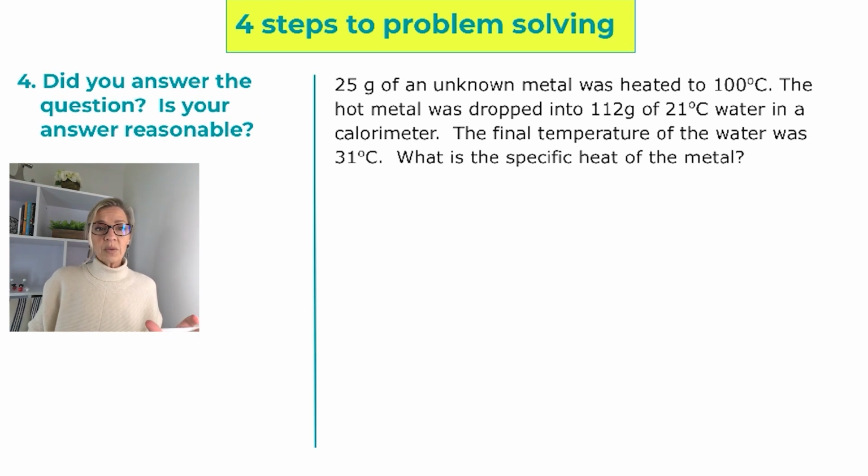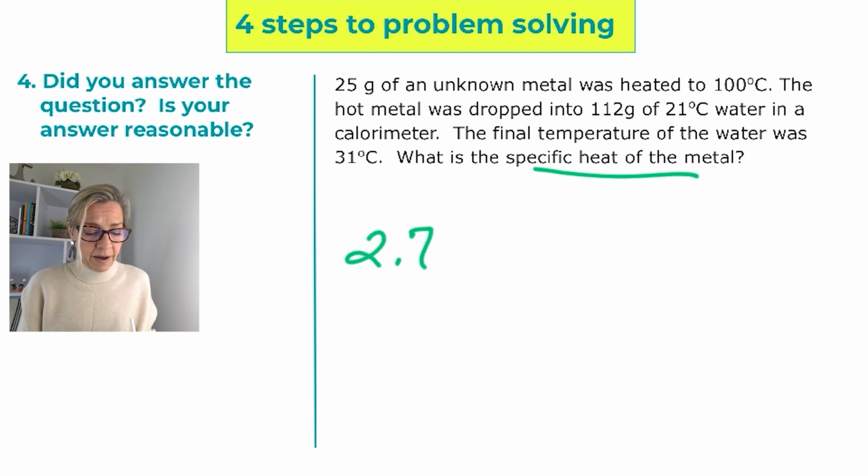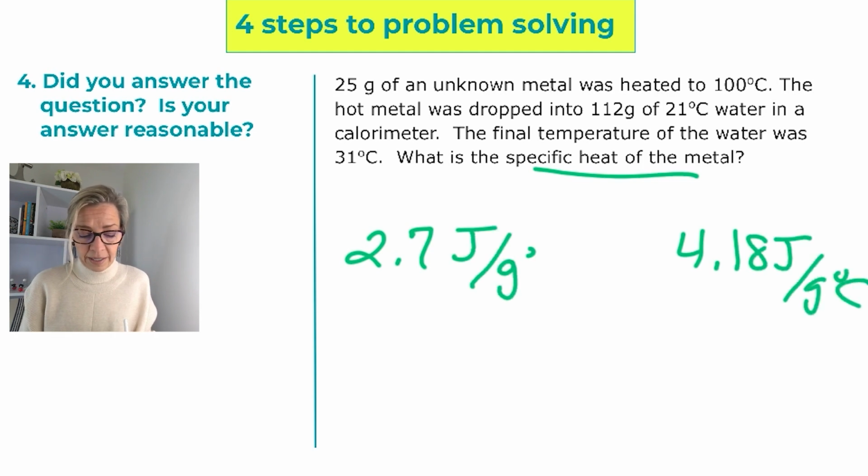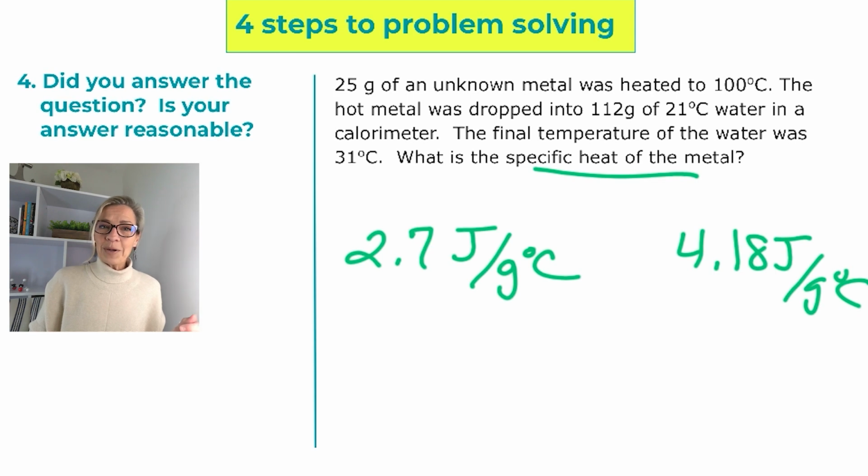Now, the next question would be, is your answer reasonable? Okay, did our specific heat come out with the right units? It's somewhat close to the specific heat of water. So water was 4.18. Okay, and then for this metal, we got 2.7. It's reasonable. Okay, the units worked out. And so I think we're good. So that is how we solve the problem.